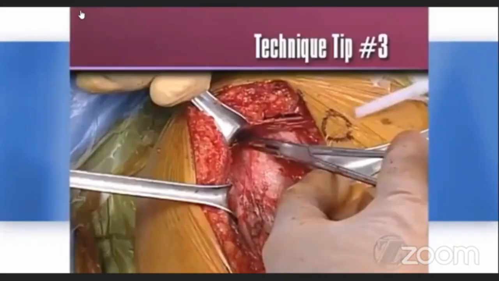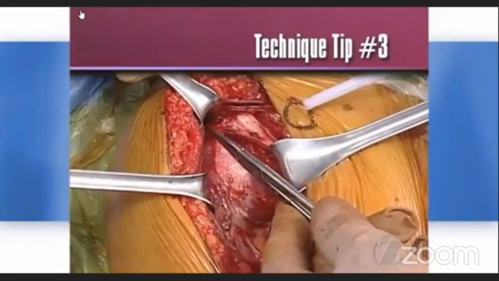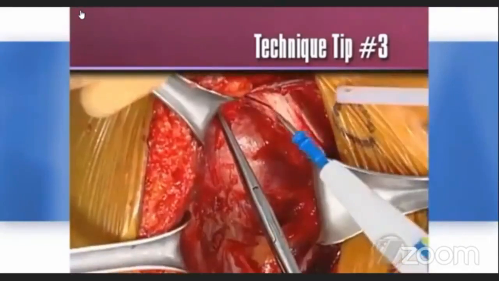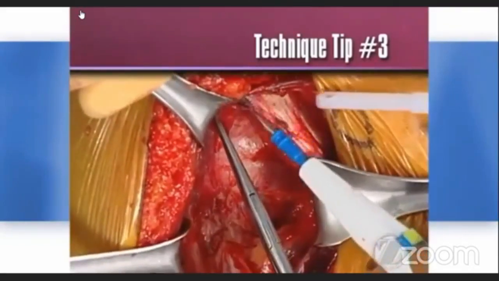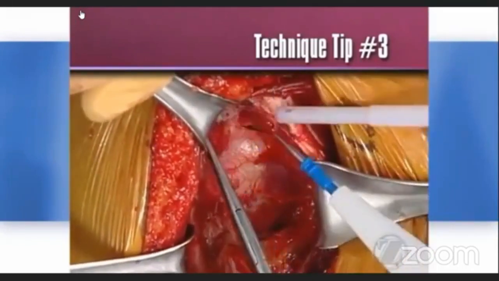Sometimes it's very good to get the leading edge of the coracoacromial ligament, as you can see that I've got right here. And I can take the cautery and just develop this across. This releases the coracoacromial ligament.